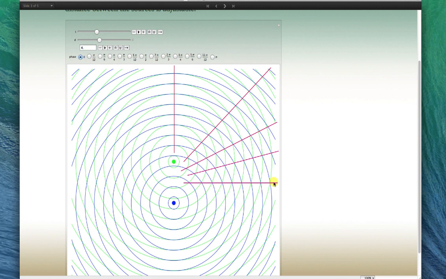It turns out that for any point along this line in the middle, the distance between that point and one source is the same as the distance between that same point and the other source. The delta R, the difference in positions, is 0 along these points. Turns out along these points here, the difference in positions is 1 wavelength. Along these points here, the difference in position is 2 wavelengths. Along this point here, the difference in position is 3 wavelengths. And along these points up here, the difference in position is 4 wavelengths.